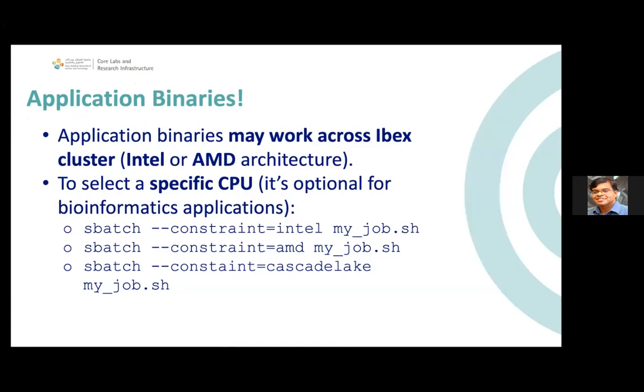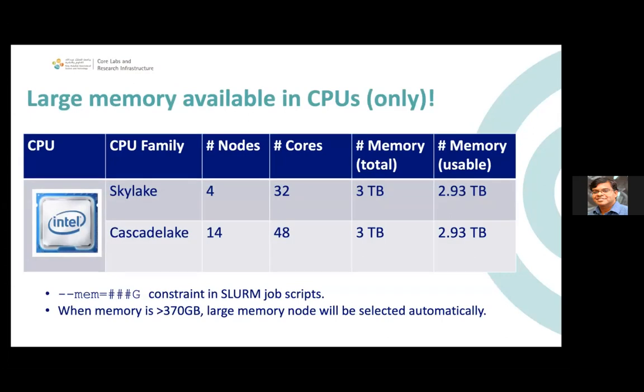This constraint was already explained by Mohsen. I will skip this slide. And large memory nodes, this one was also explained by Mohsen. Say, for example, if you are interested in using large memory, the large memory node will be allocated only when more than 370 GB memory is required.